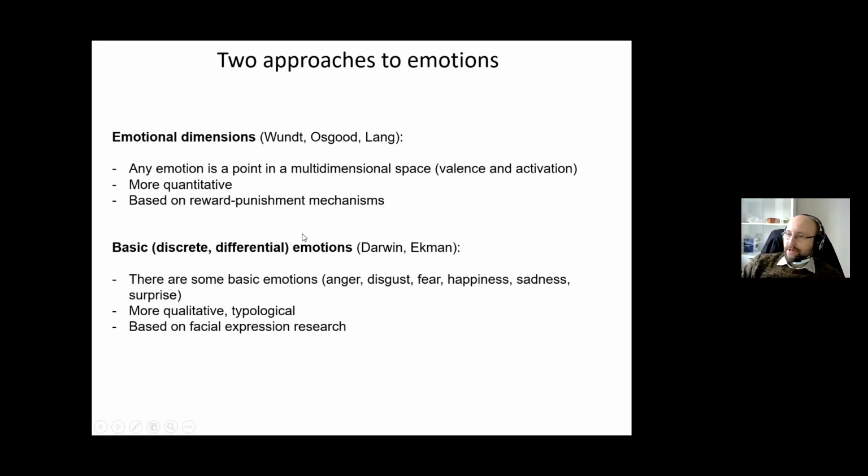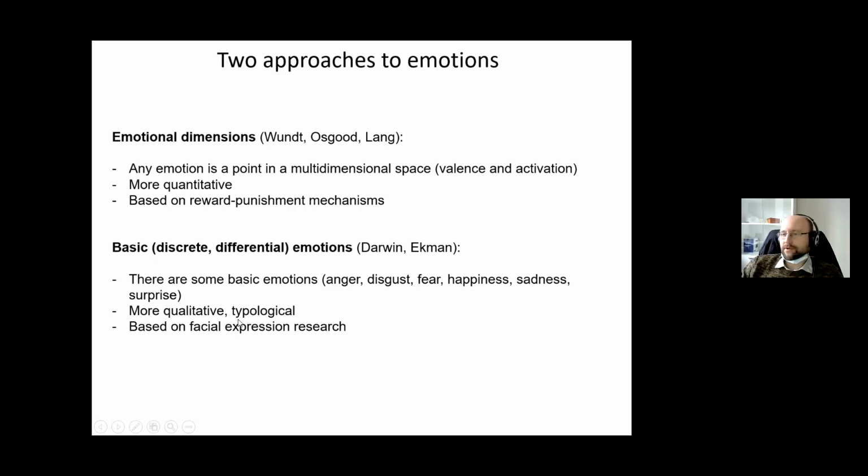The second approach will be called the basic or discrete or differential emotions. It also has an evolutionary background from Charles Darwin, who first described these basic emotions like anger, disgust, fear, happiness, sadness, surprise. Some researchers propose more emotions, but more or less the cross-cultural approach of Paul Ekman showed that the most reliable classification comprises these six basic emotions. This one is more qualitative.